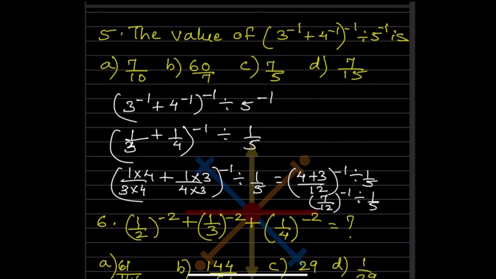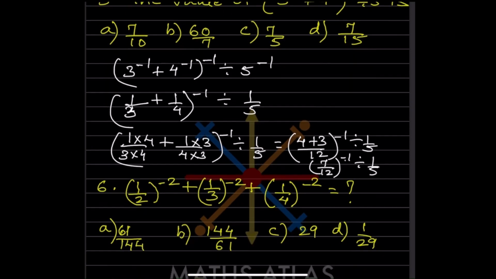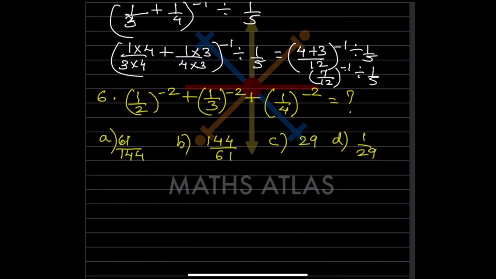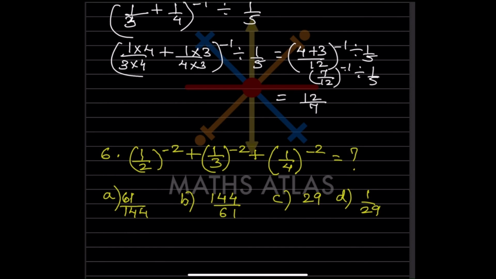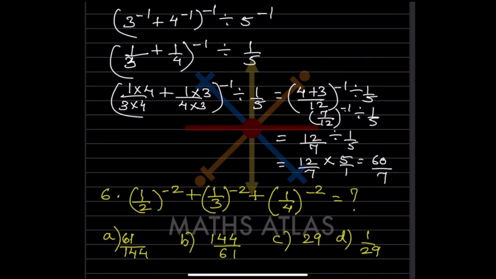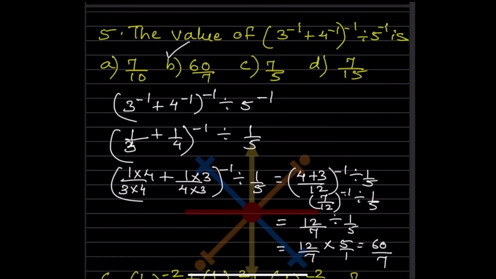So because this is inverse, you can also write this one as 12 by 7, because the exponent is negative, divided by 1 by 5. So this is going to be 12 by 7. Now this division will become multiplication, so this will get flipped over. So that will be 60 by 7. So there is the option here, 60 by 7, this is the B option.